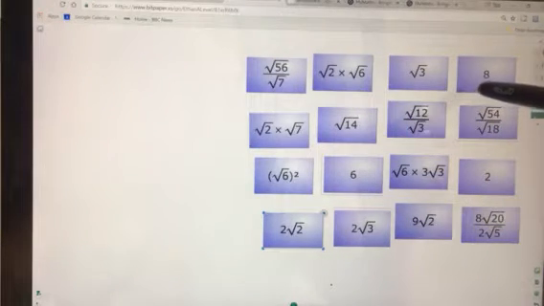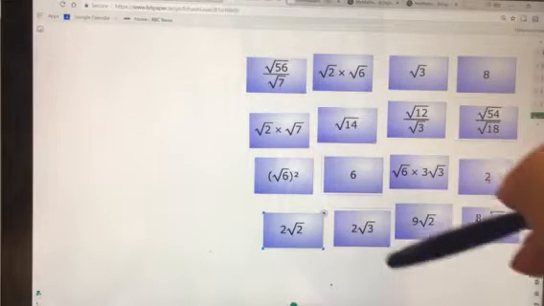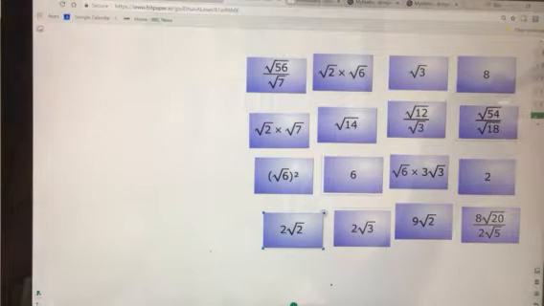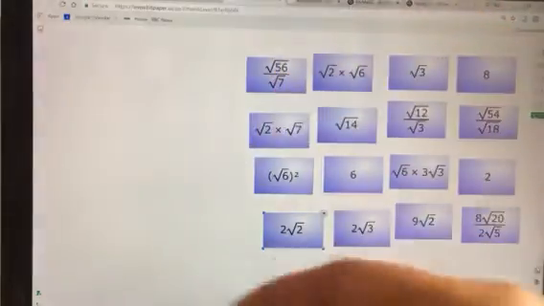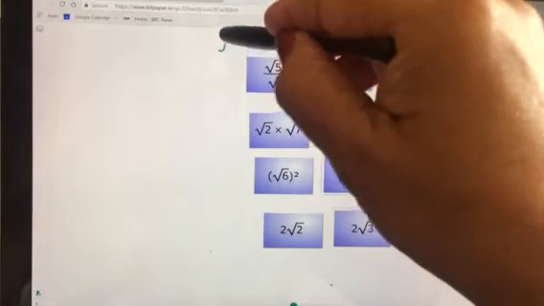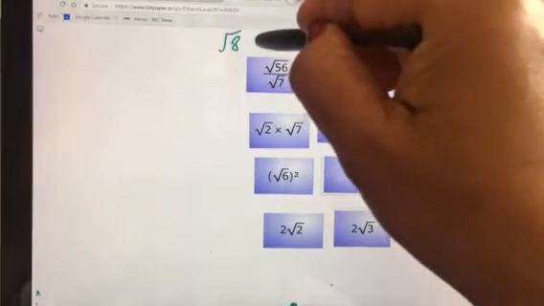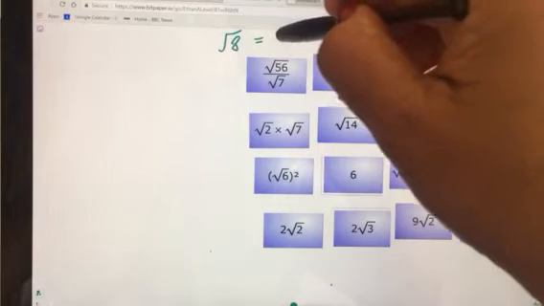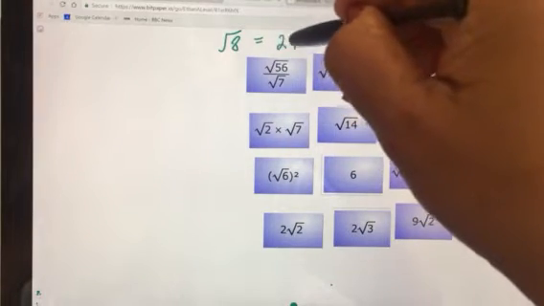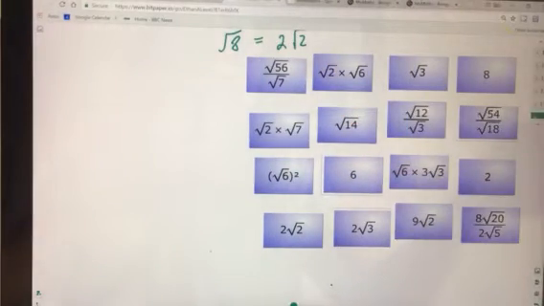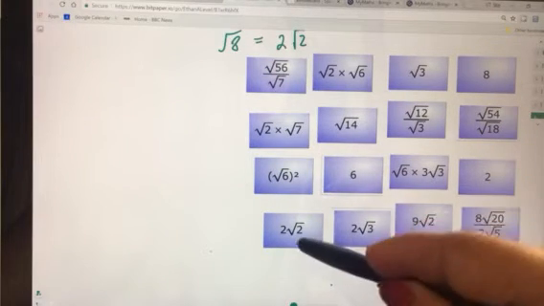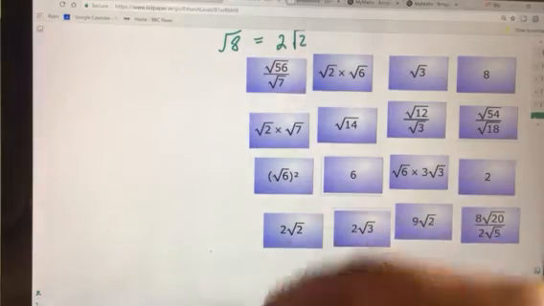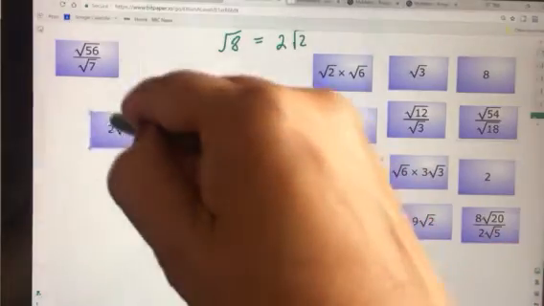So first we've got square root of 56 over square root of 7. So which one will match that? First we need to know what square root of 56 divided by 7 is. That would be square root of 8, and we know square root of 8 is square root of 4 times 2. Square root of 4 is 2, and you're left with square root of 2. So which one is 2 square root of 2? We have 2 square root of 2 there. So we're going to put this on one side and match it with this.